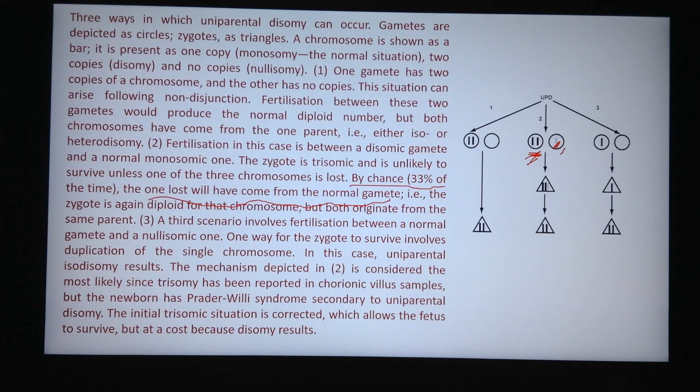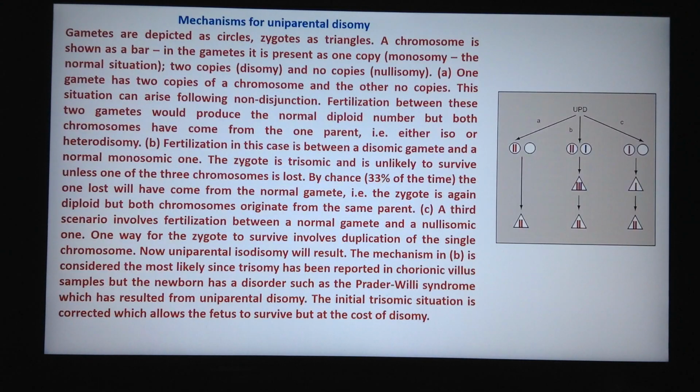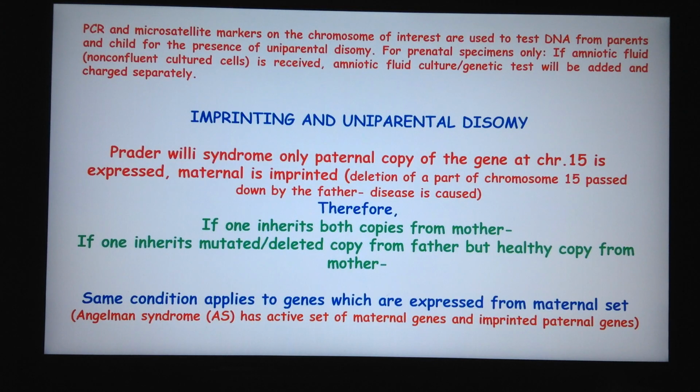So this normal gamete's copy is deleted, resulting in a disomic zygote arising from this particular gamete. And this is again unisomic, this is a nullisomic. So this repairs itself to make its copy, again resulting in uniparental disomy. We can detect these disomy conditions with the help of PCR and microsatellite or other DNA based markers on the chromosome of interest.